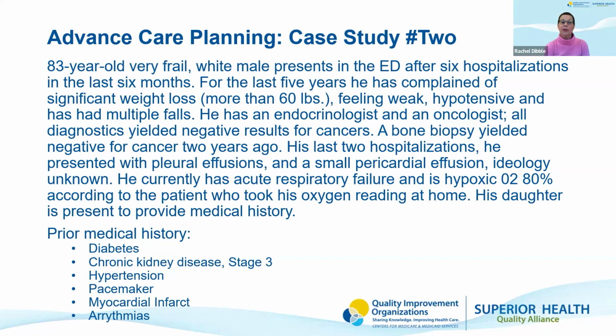All diagnostics yielded negative results for cancers. A bone biopsy was negative for cancer 2 years ago. In his last 2 hospitalizations, he presented with pleural effusions and a small pericardial effusion, etiology unknown. He currently has acute respiratory failure and is hypoxic at 80%, according to the patient, who took his O2 sats at home. His daughter is present to provide the medical history. His medical history is diabetes, chronic kidney disease stage 3, hypertension, pacemaker, myocardial infarct, or MI, and arrhythmias.